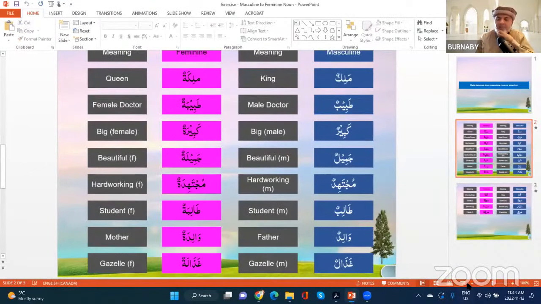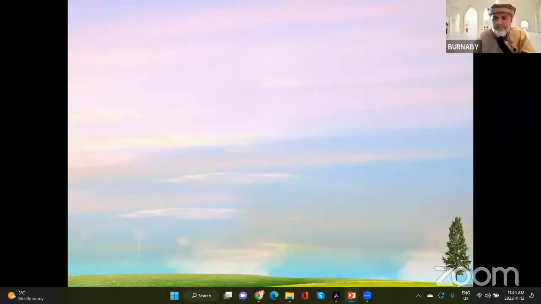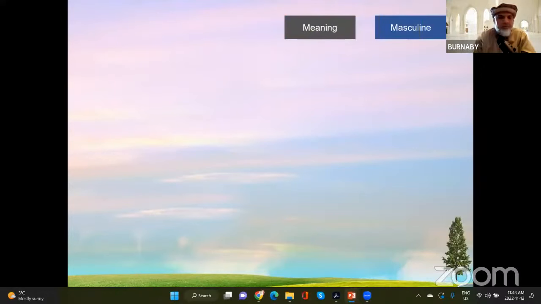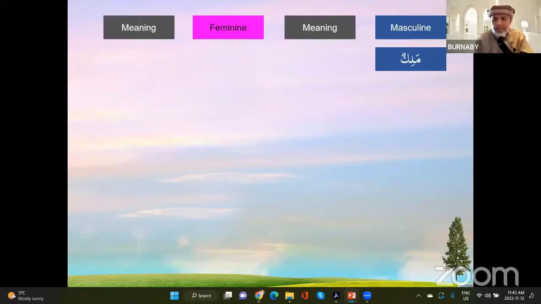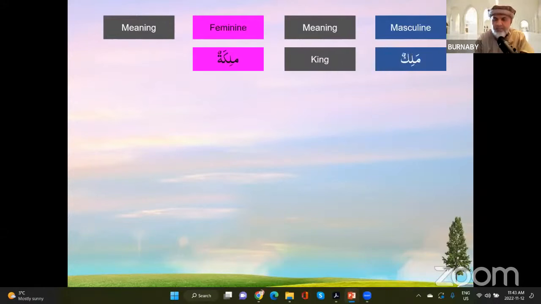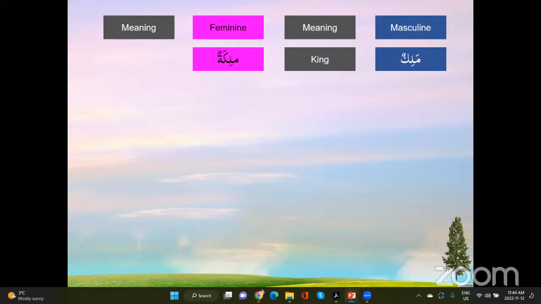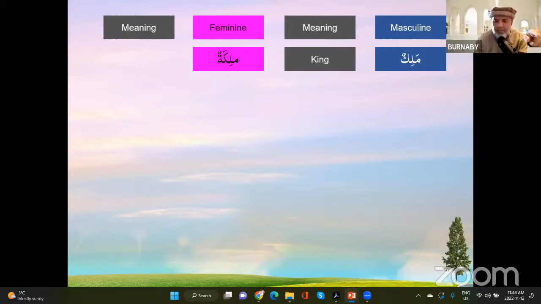So let's quickly do some exercise here. We may not have time to do it interactively, but I will help you understand this together. What I'm trying to do here is give you a method of how to convert things from masculine to feminine. For example, Malikun. What is the meaning of Malikun? A king. The feminine will be Malikatun, right? So basically, we are adding the ta marbuta at the end. Remember, we said if you add ta marbuta at the end, it is going to make it feminine.